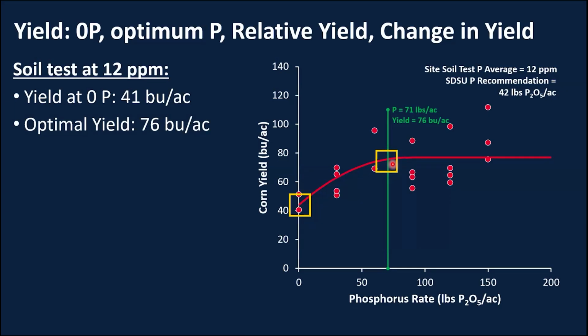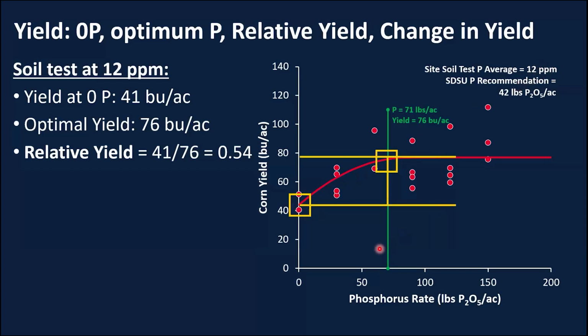And then what we do, so we can combine these across lots of different environments, is we do what we call a relative yield. So we'll take this number, 41, and divide it by 76. That's 0.54 or 54%. So we got 54% of our yield without applying phosphorus on a 12 part per million field. The other thing we look at is the difference in yield when we add phosphorus versus when we don't. That was 76 minus 41, about a 35 bushel per acre increase in this field by adding phosphorus.